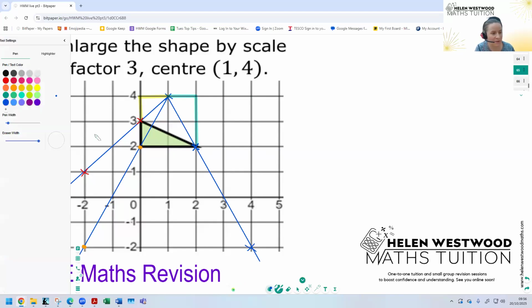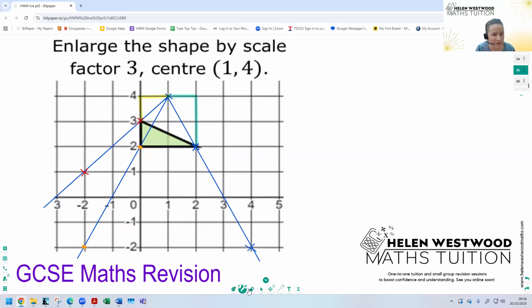And then when we've completed that, we can draw up those corners that we've plotted. And we're looking to see, have we got a triangle that is 3 times as big as we started off with? So we can see that our original triangle had a base of 2 and a height of 1. If we look at our new triangle, yes, we've got that base of 6 and that height of 3. So we know that we have successfully enlarged that with a scale factor of 3.